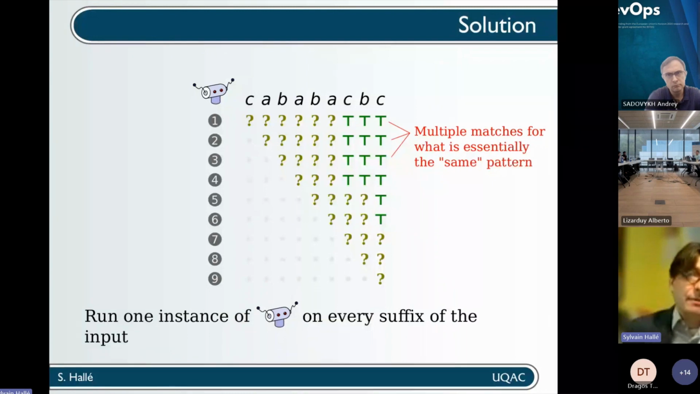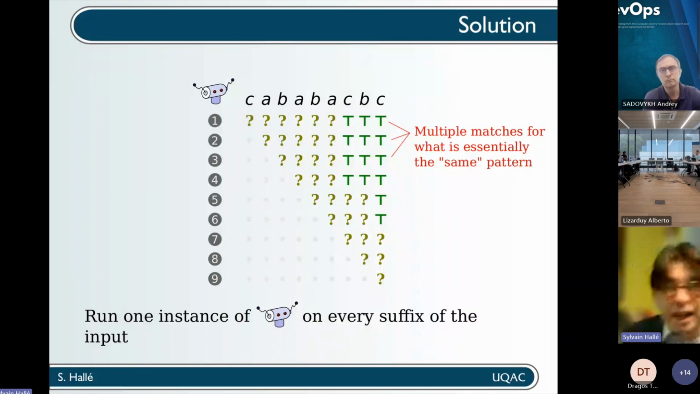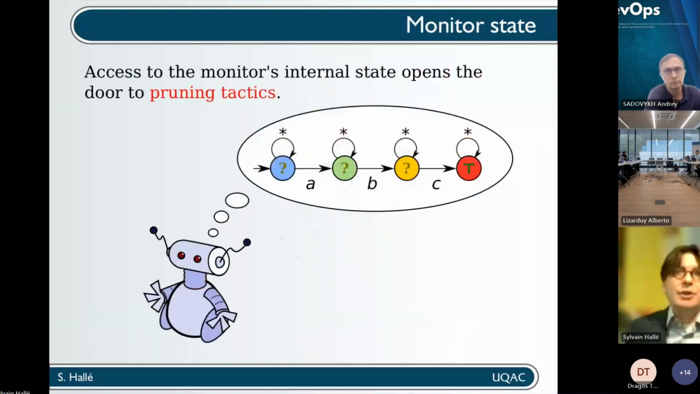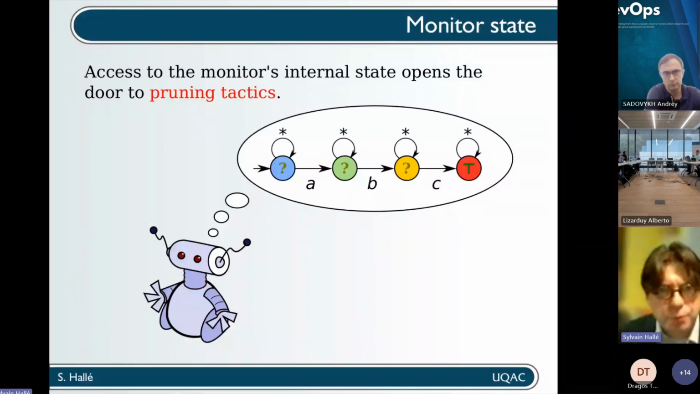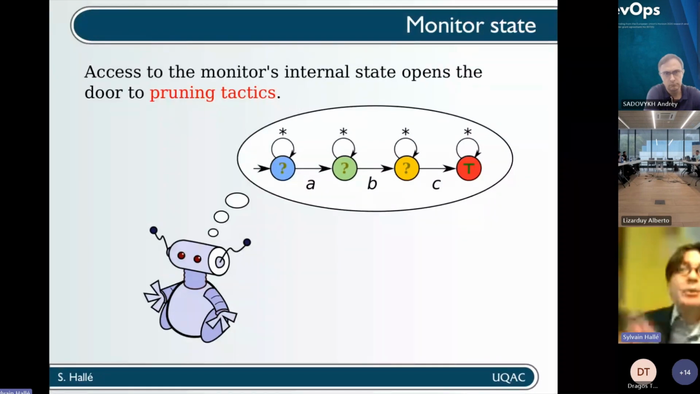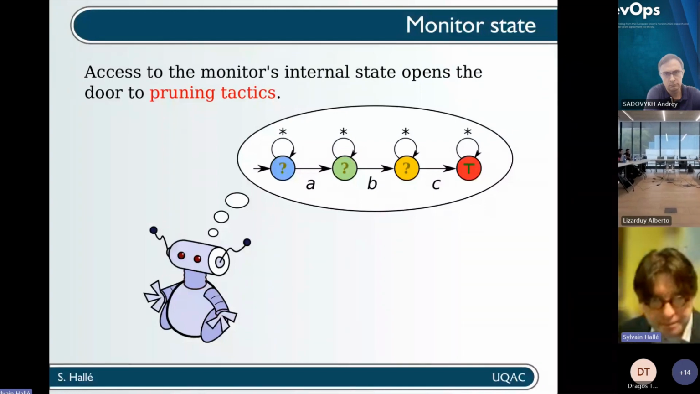There's, of course, an issue with this. First of all, running one instance of monitor per event is extremely wasteful. It's wasteful in terms of resources, but it's also wasteful in terms of the information that you get. Because as you can see in the slide here, what you obtain are multiple matches for what is essentially the same pattern multiple times. So what we want to do is to try to come up with pruning tactics that would allow us to discard information from some of these monitors or some of the events processed by these monitors in order to reduce the volume, as I said in the beginning.